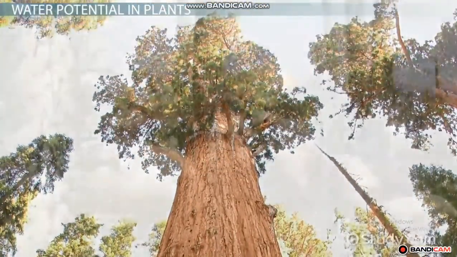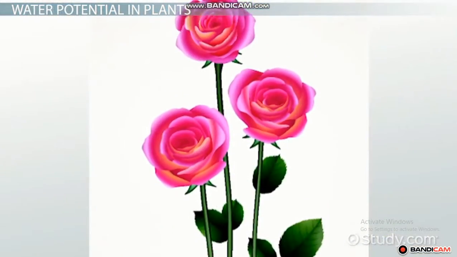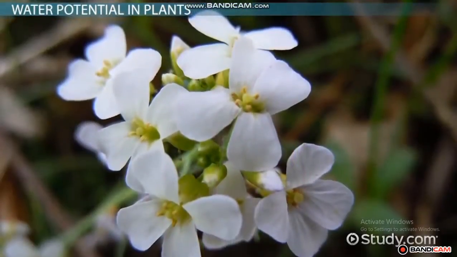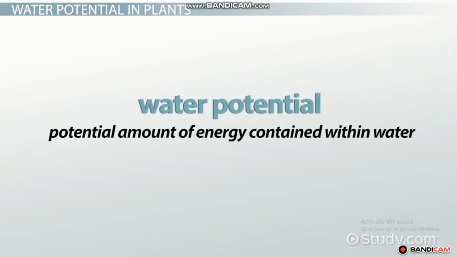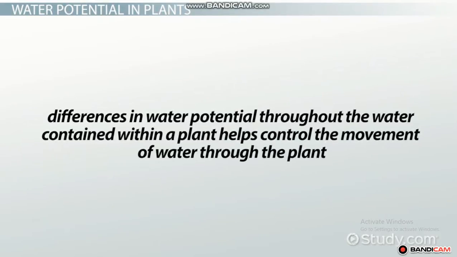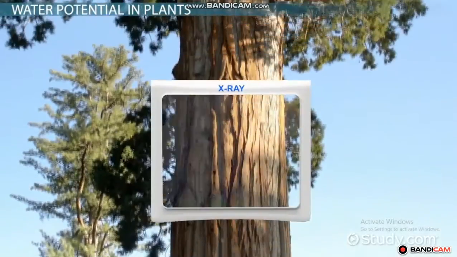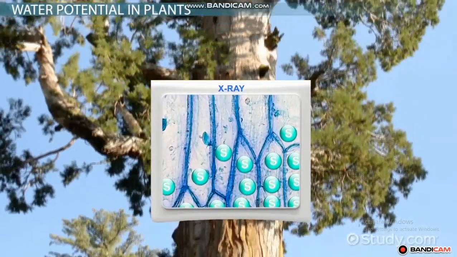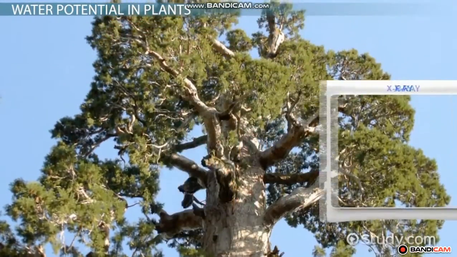How do plants survive in the desert? How do thin flowers stay upright? One way we can look at this question is through the factor of water potential, the potential amount of energy contained within water. Basically, differences in water potential throughout the water contained within a plant helps control the movement of water through the plant. It's a complex system, one that requires the most sophisticated hydroengineering. What can I say? Plants know their water.